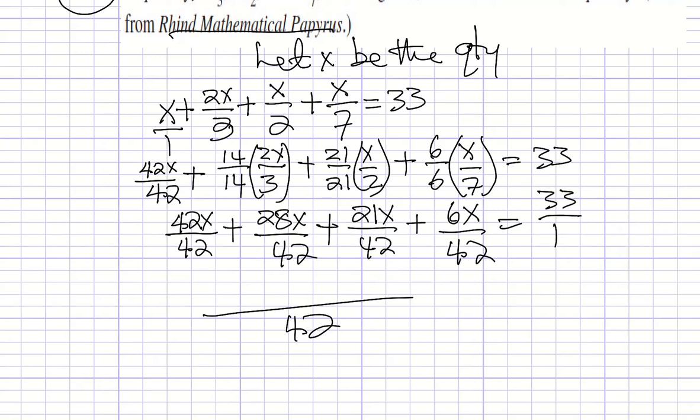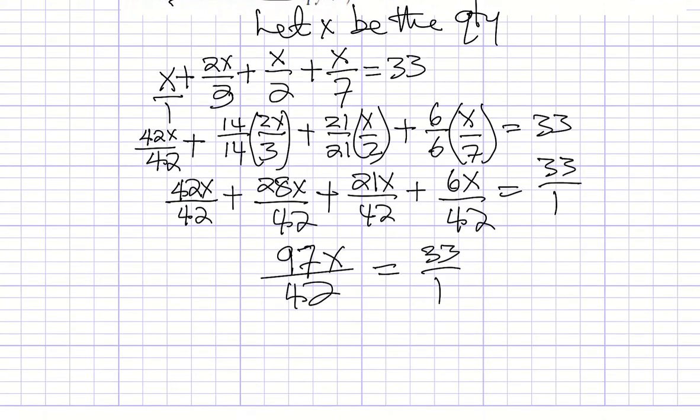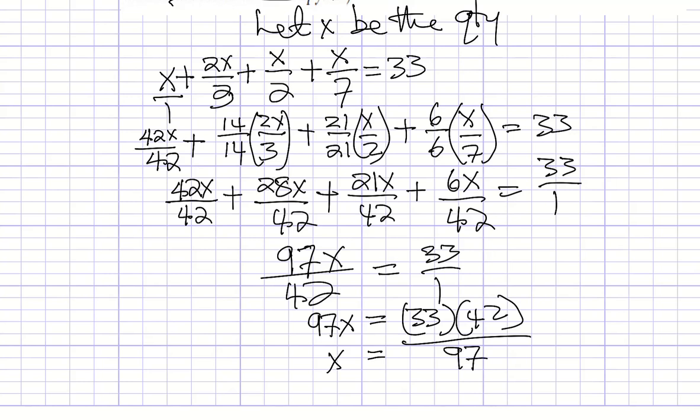That's what that means, man. You add all that, you get 97, because they all have x. Okay, 97x, like that. 97x equals 33 over 1. You cross multiply, what do you get? You get 97x equals 33 multiplied by 42. Okay, so x equals all that over 97, okay?